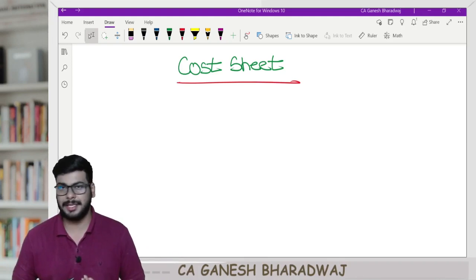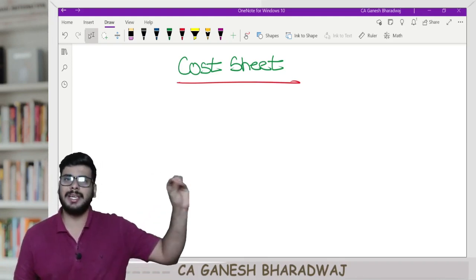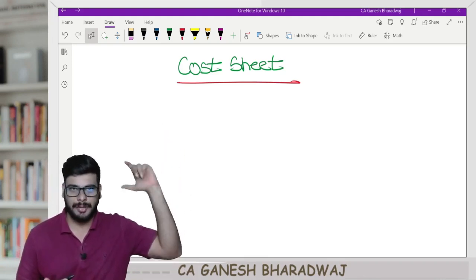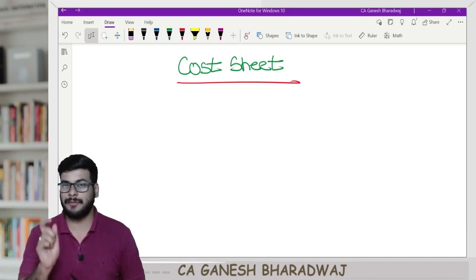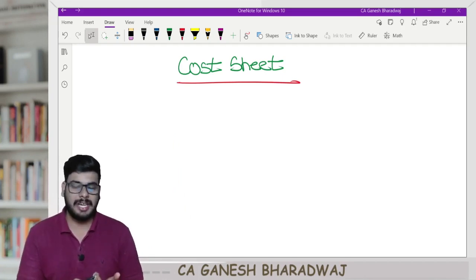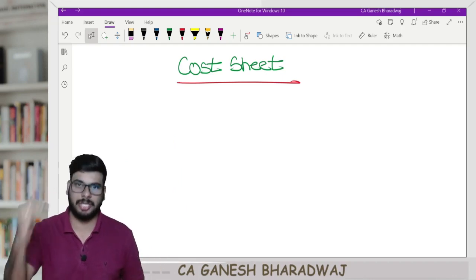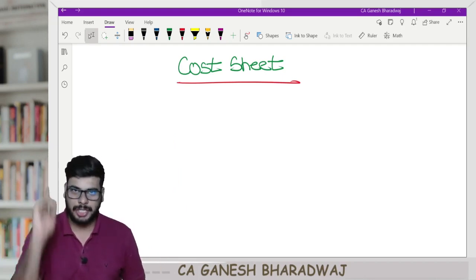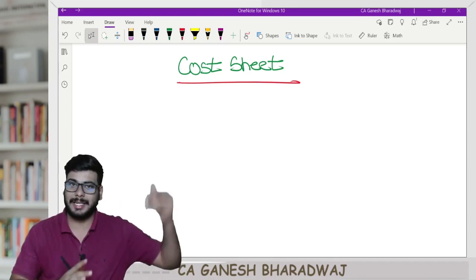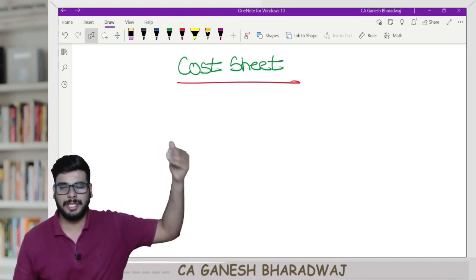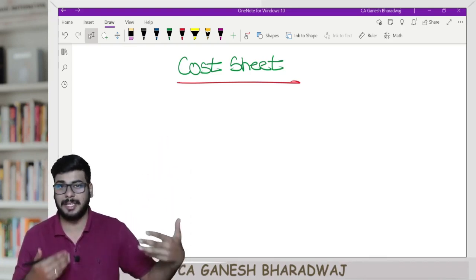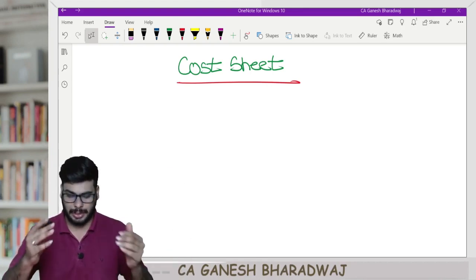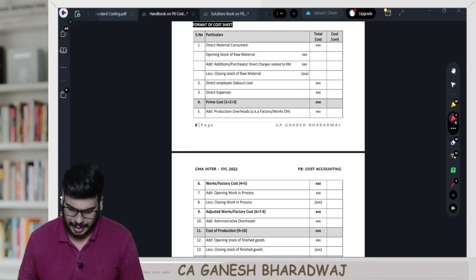This is the main reason why the CA Institute follows a slightly different format, and the CMA Institute follows a slightly different format. So there is no uniform, structured format that needs to be maintained, just like the Companies Act that has prescribed the template for the preparation of your financial statements. So now, guys, let's get started with this.